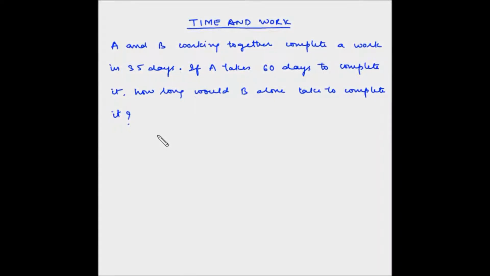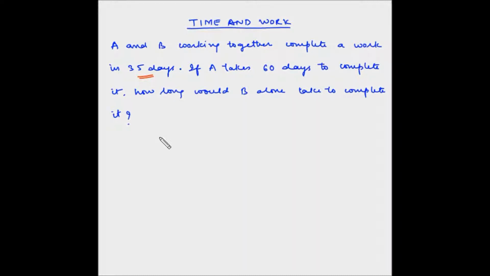Let us look at another example of time and work. A and B, working together, complete a work in 35 days. If A takes 60 days to complete it, how long would B alone take to complete it?